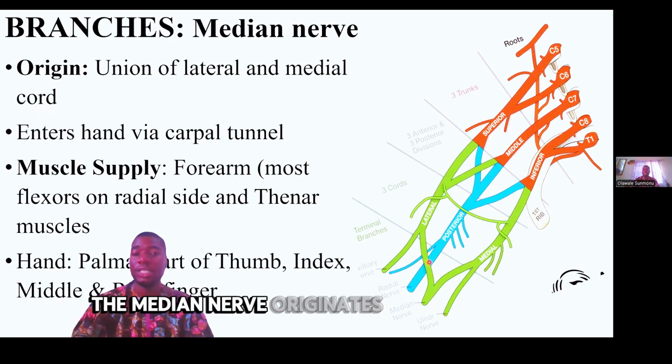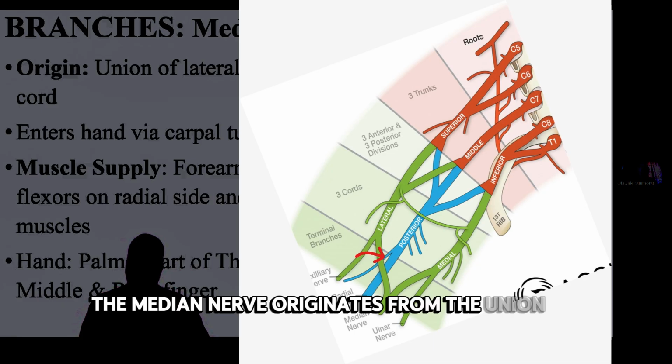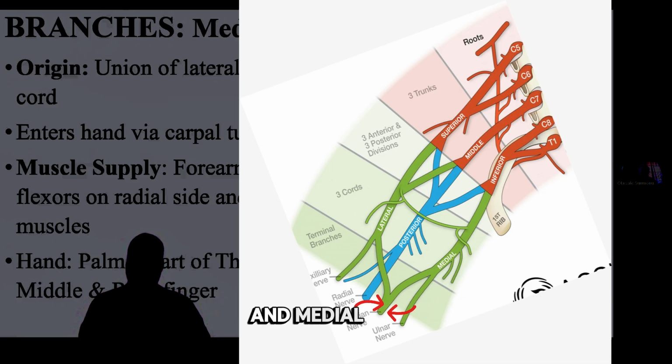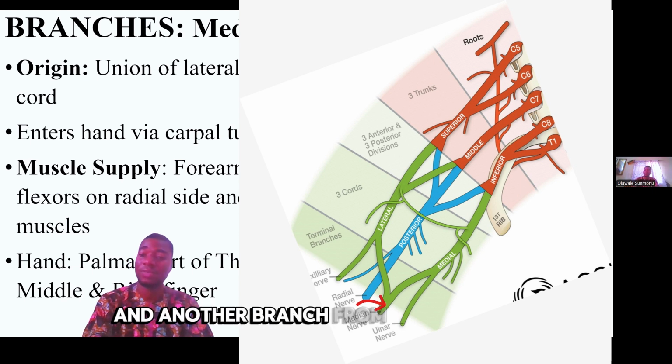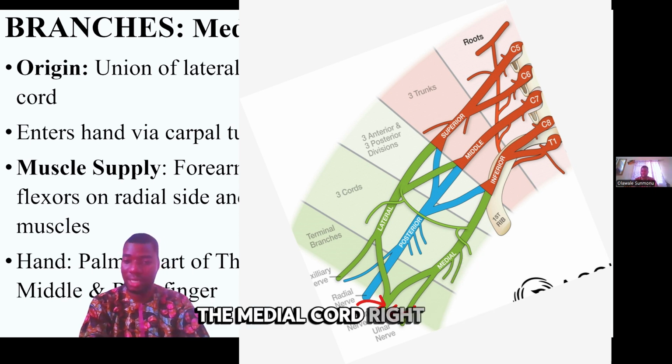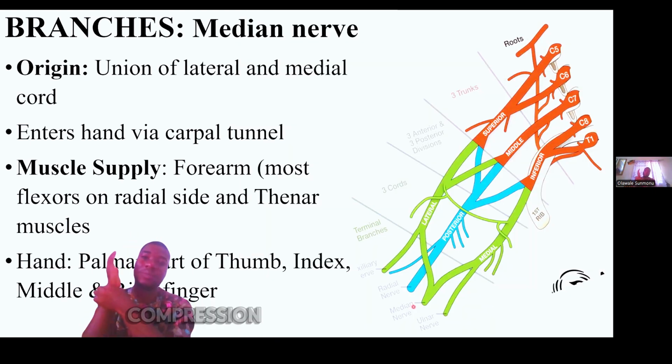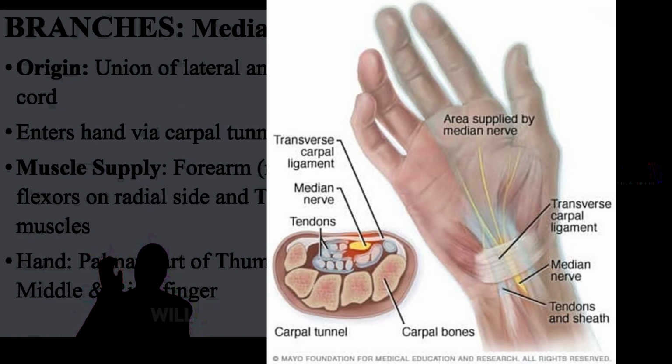The median nerve originates from the union of the lateral and medial cord. The median nerve receives a branch from the lateral cord right here, and another branch from the medial cord right here, which forms the median nerve. Compression of the wrist at this region will cause carpal tunnel syndrome, and that carpal tunnel syndrome is a result of injury to the median nerve.